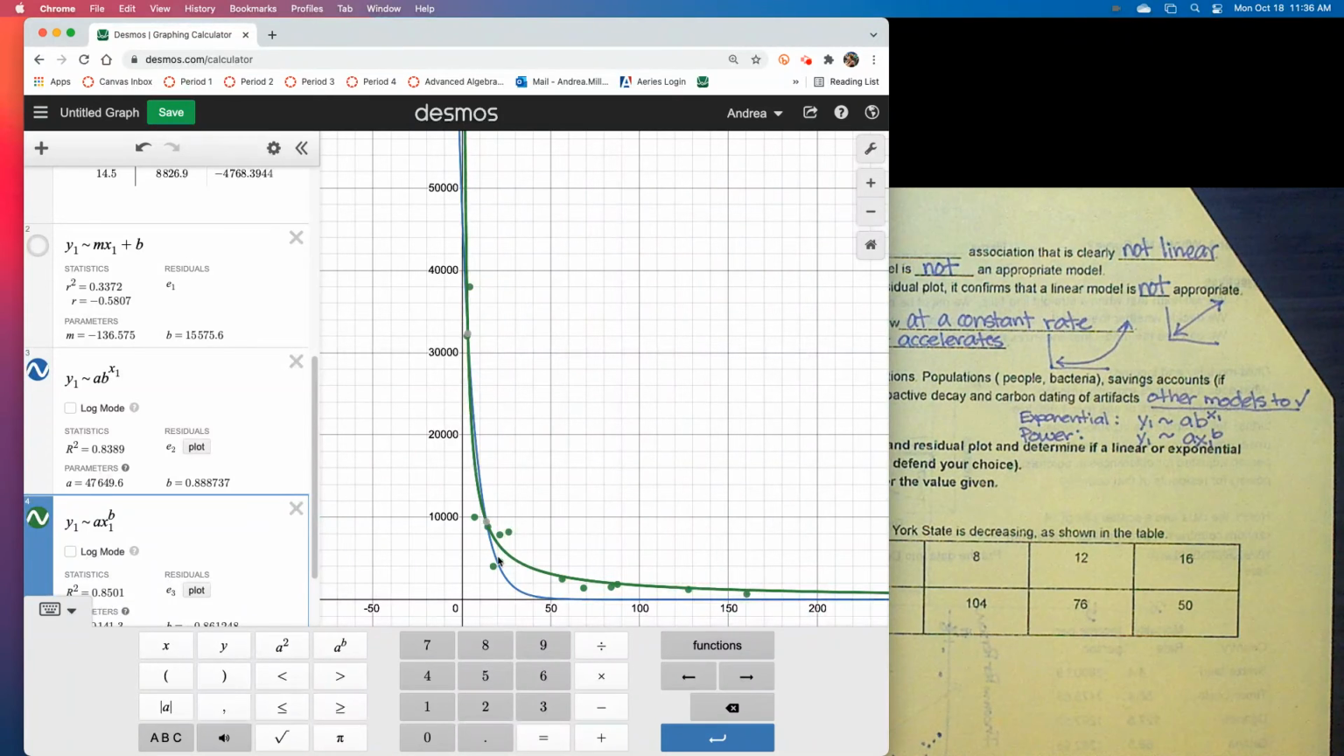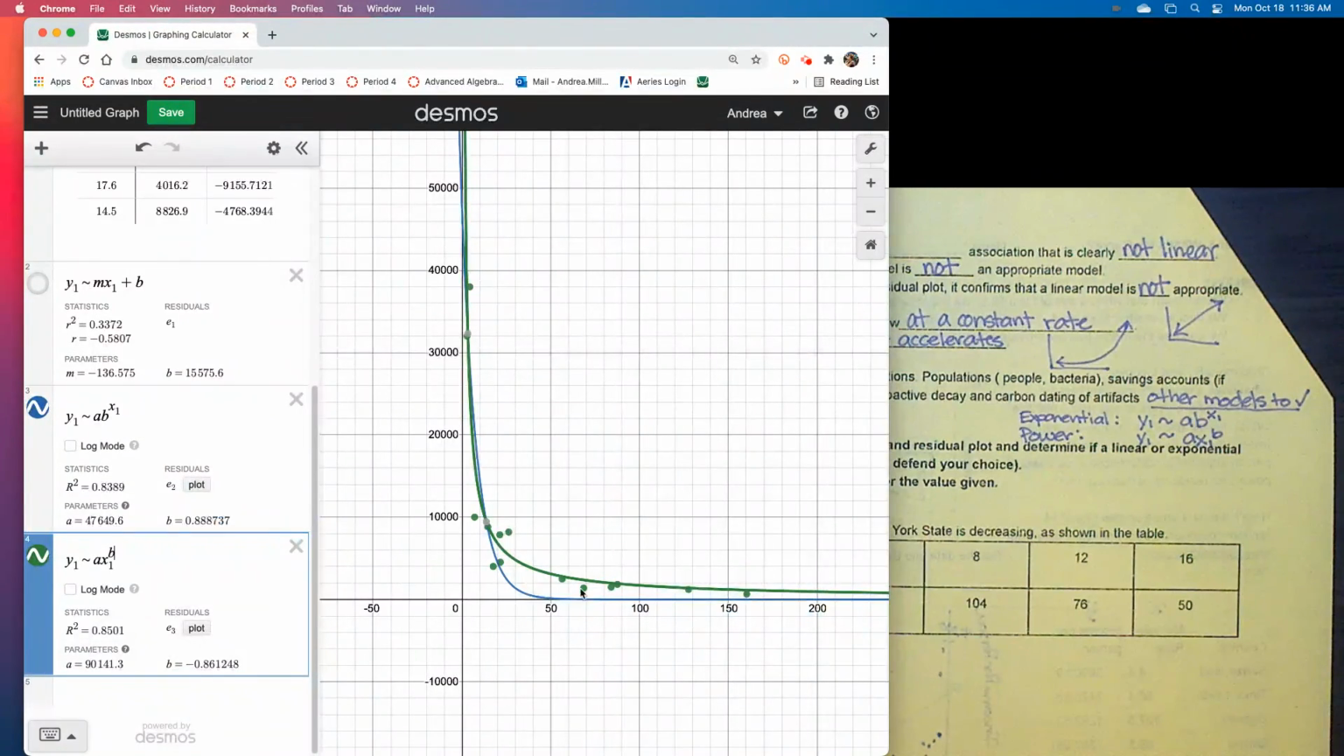Which one looks better to you? The blue line or the green line as far as fitting my data values? Yeah, green. So this power model is probably the best fit for my data. If I take a look at this power model, it is going to be a better fit for my data than the exponential or even the linear. Both the exponential and the power are way better than the linear, but out of the three, the power model is the closest one.